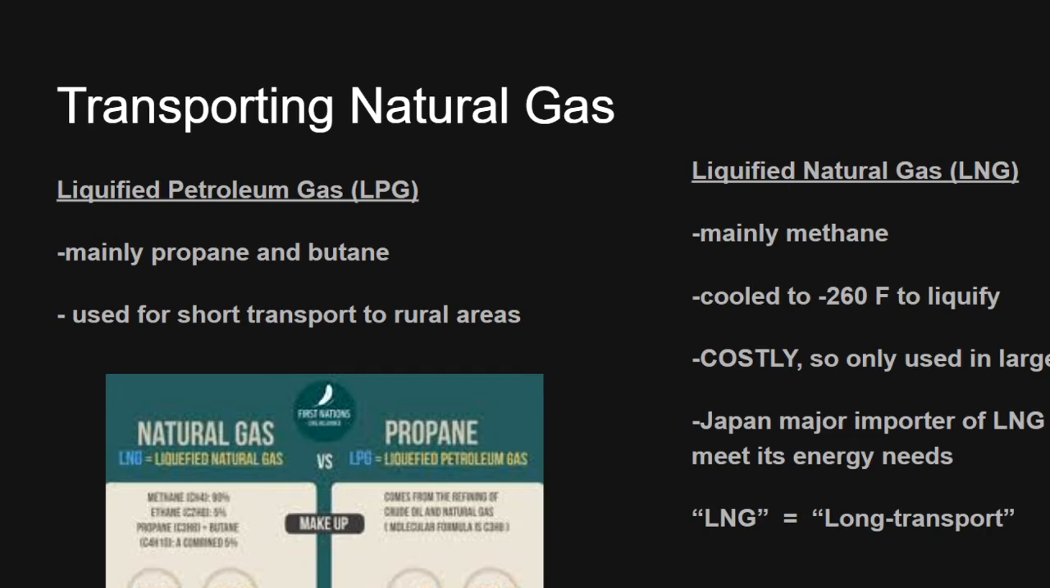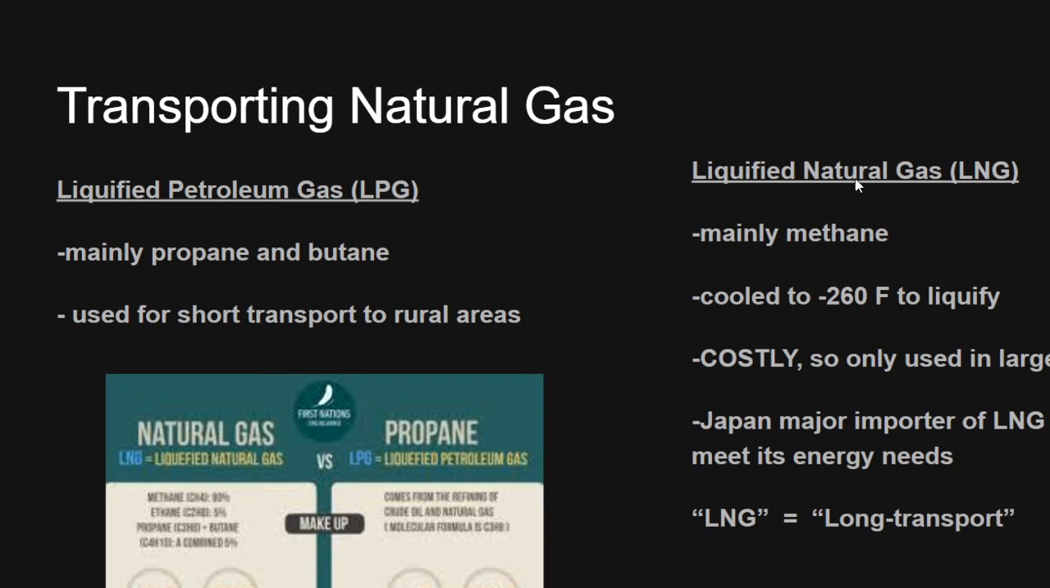It does not have to be cooled as much, so you can see that it's cooled to negative 44 degrees Fahrenheit, whereas we're going to look in a second at liquefied natural gas, and it has to be cooled to negative 260 degrees Fahrenheit. So it's a little bit easier to do than the liquefied natural gas portion of it.